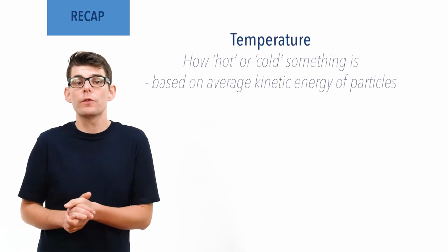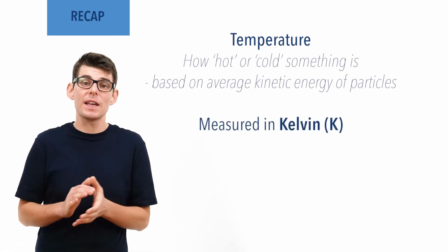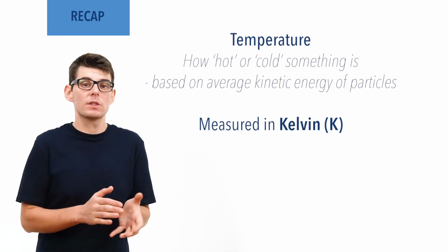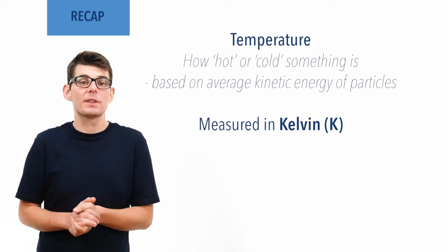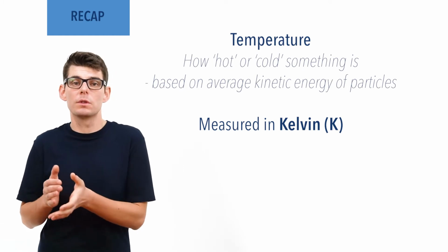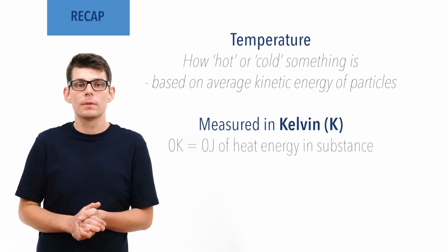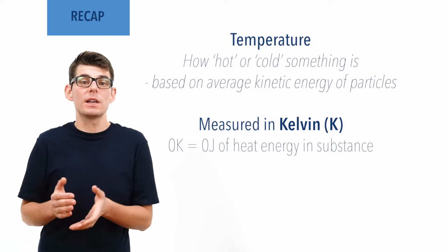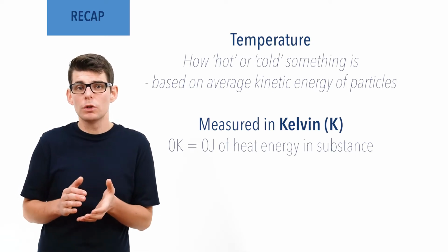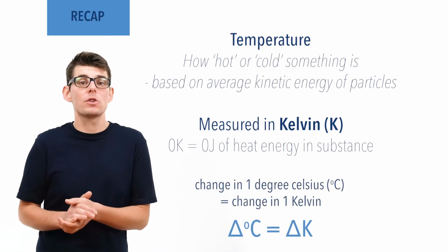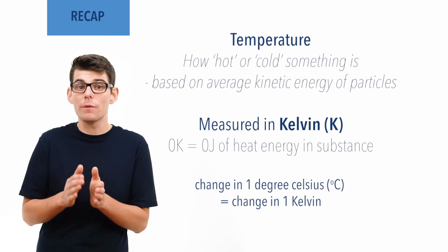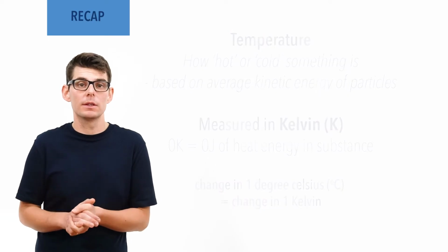Temperature in chemistry is often measured in Kelvin, as this scale directly links the value of temperature to the energy content of a substance, meaning at 0 Kelvin, a substance has 0 joules of heat energy in it. Temperature changes can be more conveniently measured using degrees Celsius, as a change in 1 degree Celsius is the same as a change in 1 Kelvin. But be careful, 1 Kelvin is not the same as 1 degree Celsius.